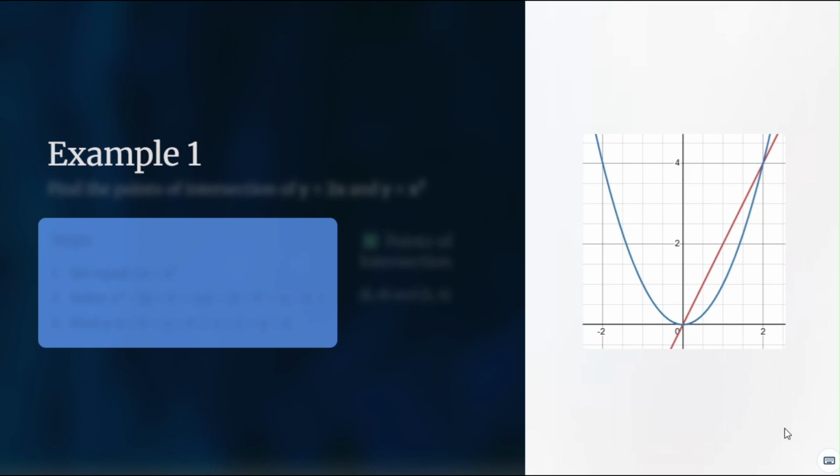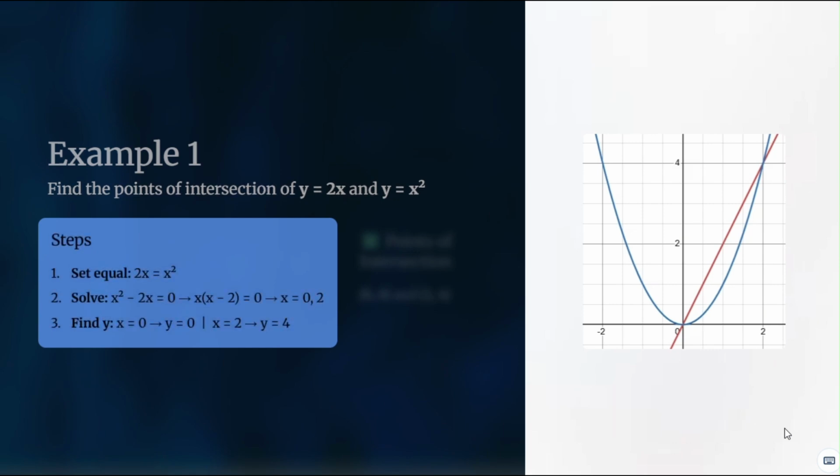For example, if we want to find the points of intersection of y equals 2x and y equals x squared. First, we will let the two equations be equal. So let 2x be equal to x squared. And then we'll want to solve for x. So first thing, if we subtract 2x from both sides, our equation becomes x squared minus 2x equals 0. We can then factor out x from the equation to reveal both roots quickly. So that will be equal to x times x minus 2 equals 0.